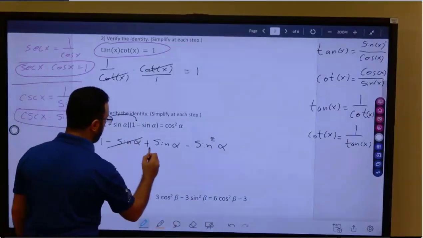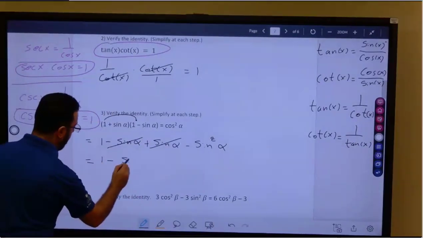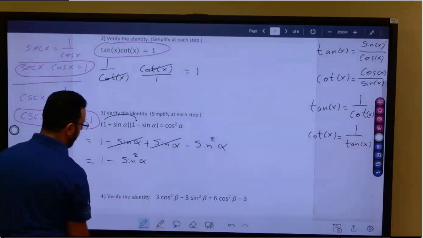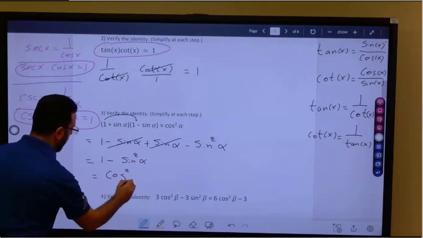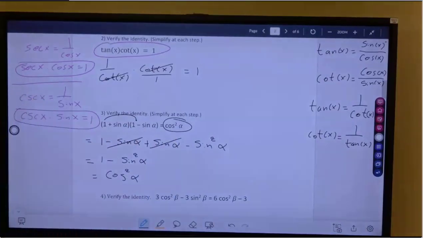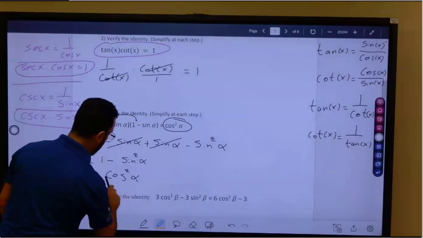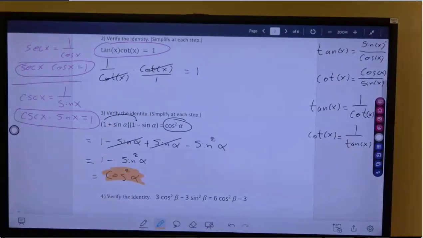Combine like terms: this one plus this one is going to be 0. The left side is 1 minus sine squared alpha, which is equal to cosine squared alpha. And that's equal to the right side. So this one equals the right side. That's it for the problem. Let's go to the next problem.